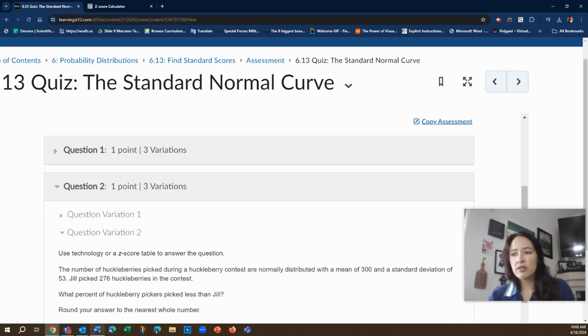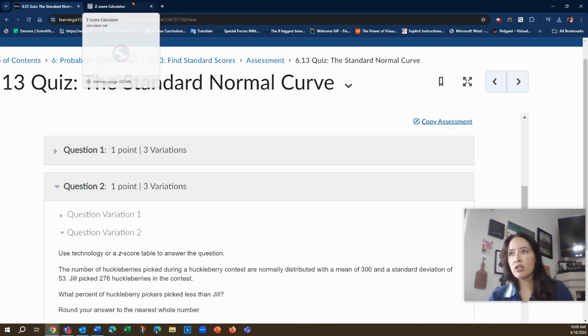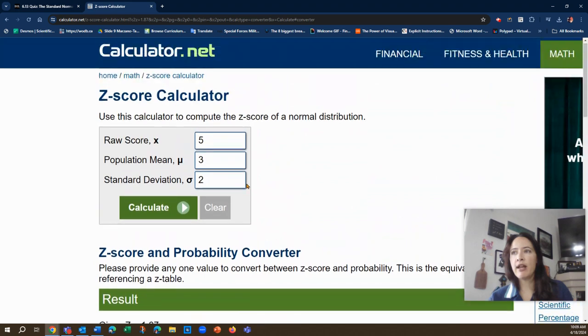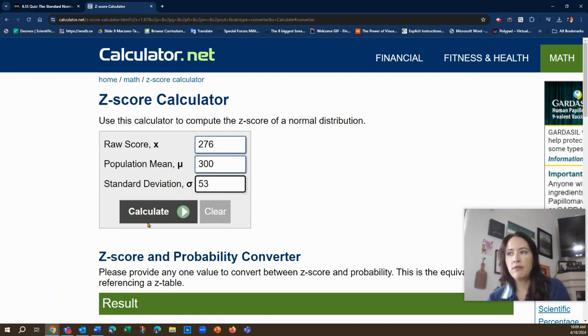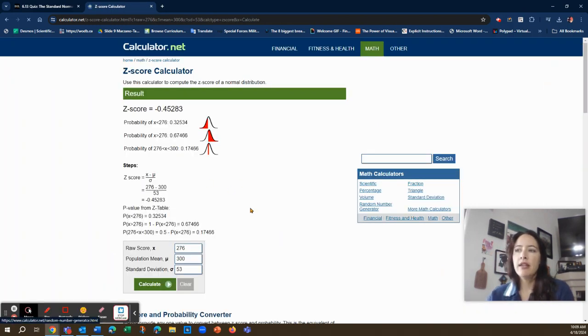So again, if you're going to use this table of values, you need to convert that to a z-score. And since it's the z-score of less, you just have to read the table perfectly. Just go find it. So we're actually going to use the technology. Mean is 300. Standard deviation is 53. The raw score is Jill's, 276. The population mean was 300, and the standard deviation was 53. So here we go. It's going to give you your z-score, so you can go use the z-table.